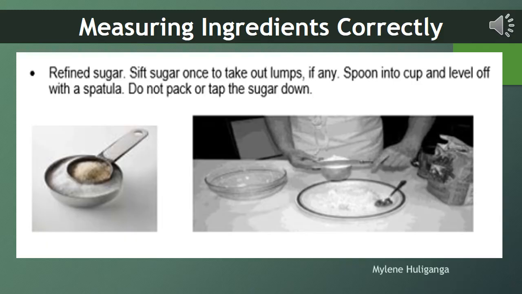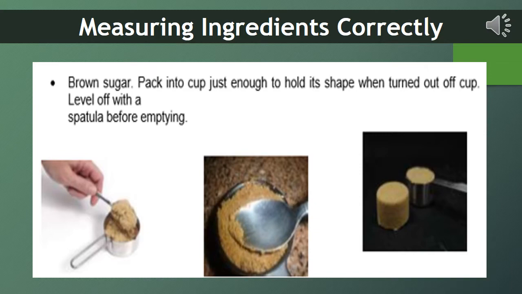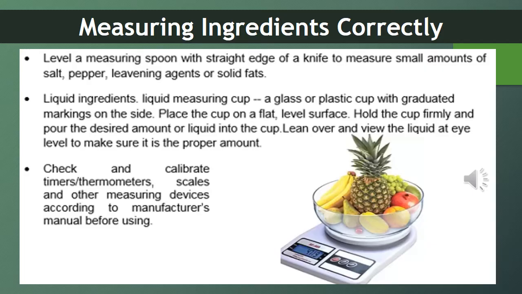For the refined sugar, sift sugar once to take out lumps, if any. Spoon into cup and level up with spatula. Do not pack or tap the sugar down. For measuring brown sugar, pack into cup just enough to hold its shape when turned out of cup. Level up with a spatula before emptying. Level the measuring spoon with straight edge of a knife to measure small amounts of salt, pepper, leavening agents, or solid fats.